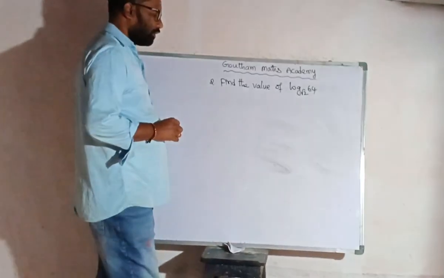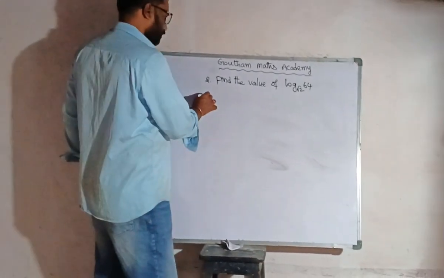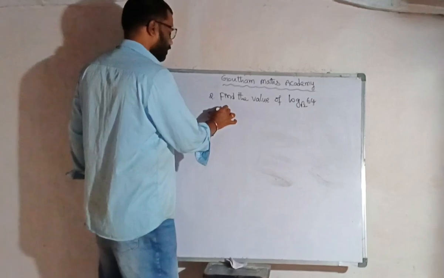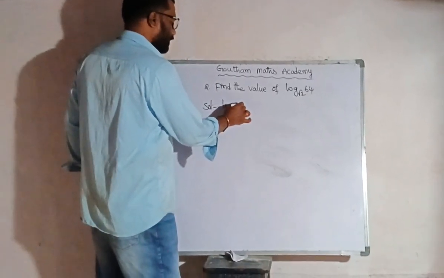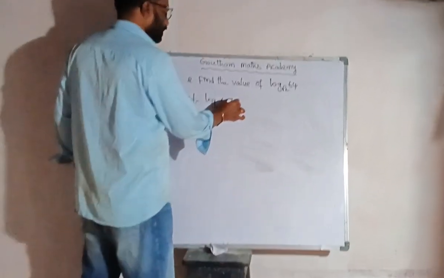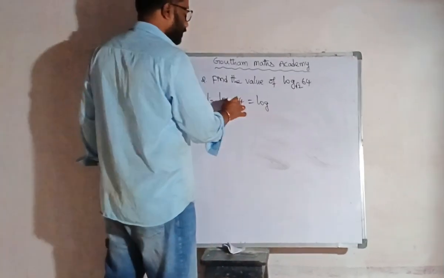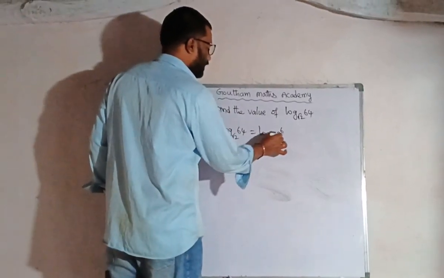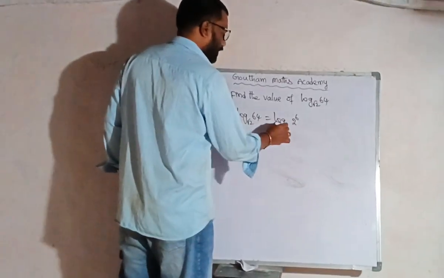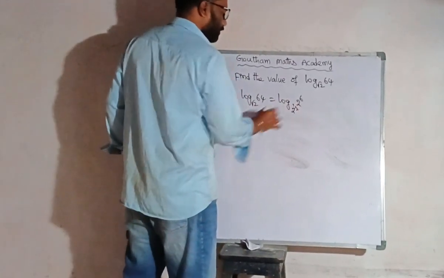The value of log 64 base root 2. Solution. Log 64 base root 2: 64 can be written as 2 power 6, and root 2 can be written as 2 power 1 by 2.